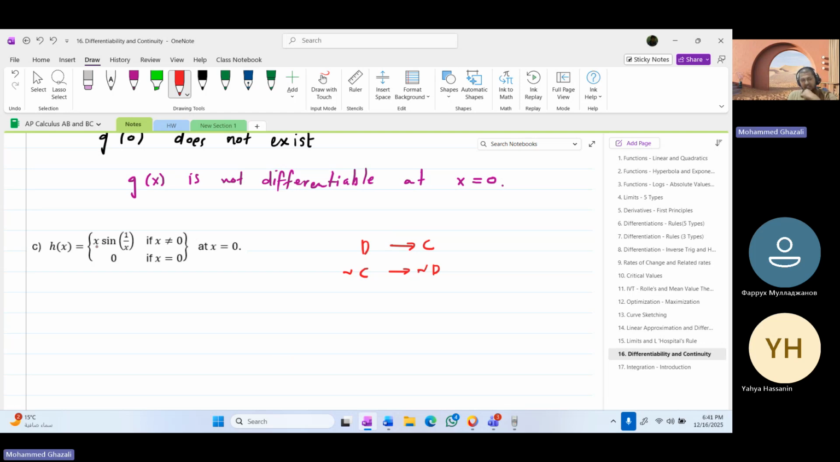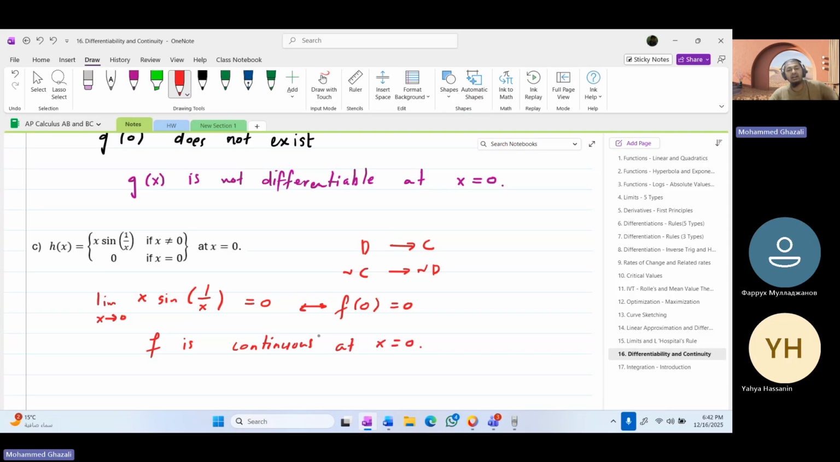So if you try to find the limit as x approaches 0 of x sine 1 over x, by the squeeze theorem, this answer will be 0, right? And we got h of 0, which is defined, which is 0. So which means it is continuous. That doesn't mean it's differentiable. Continuity does not mean differentiability. So we can say h is continuous at x is equal to 0, but that can't imply that it is also differentiable. So we got a problem, right?